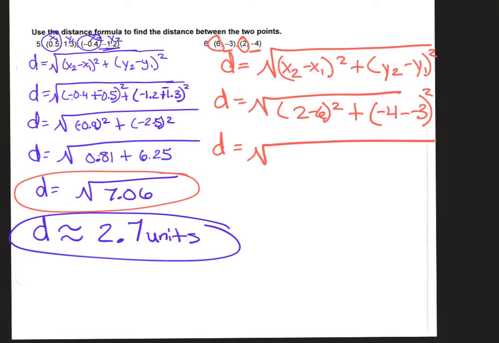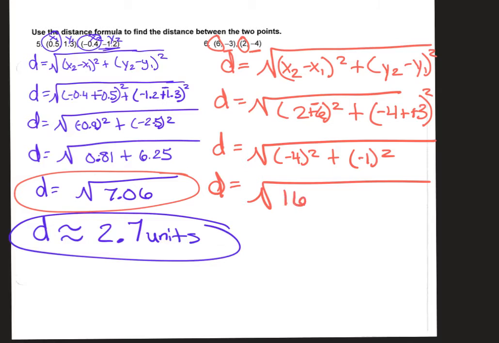Now I do everything in parentheses. So 2 minus 6 is like plus a negative. So 2 plus a negative 6 is a negative 4. You're going to square that. And then I'm going to do plus a positive here. So you have a negative 4 plus 3, which is a negative 1. And you're going to square that. So again, inside parentheses, negative 4 times negative 4 gives you a positive 16. Plus negative 1 times negative 1 gives you a positive 1.